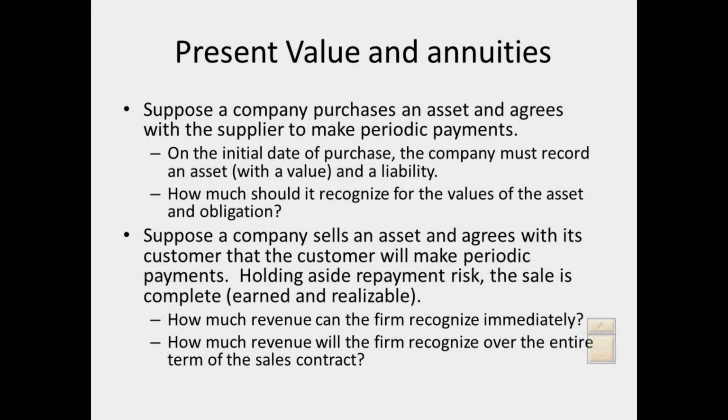So let's say a company purchases an asset and agrees to make these periodic payments. On day one, you have to figure out what your asset is worth and what your obligation is. How do you recognize the value? You need to use the present value of the annuity, or ordinary annuity, or annuity due.